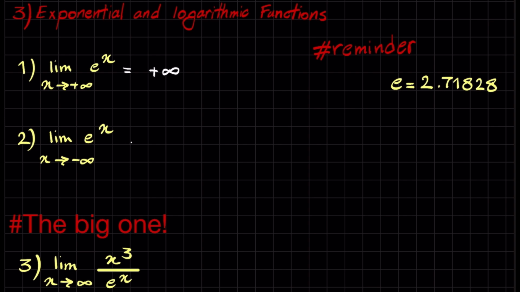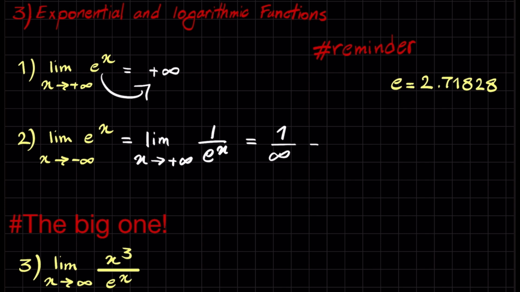And for the second part, we know that if we apply a negative number to the power of e, it's going to be reversed. So this is going to be a limit, which we can rewrite as the limit of 1 over e to the power of x as x approaches positive infinite. We saw that e to the x was a big number, an infinite number, so it's going to be 1 over infinite, and the final answer is going to be 0.